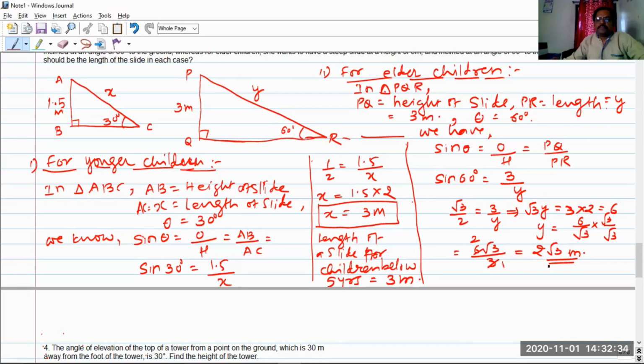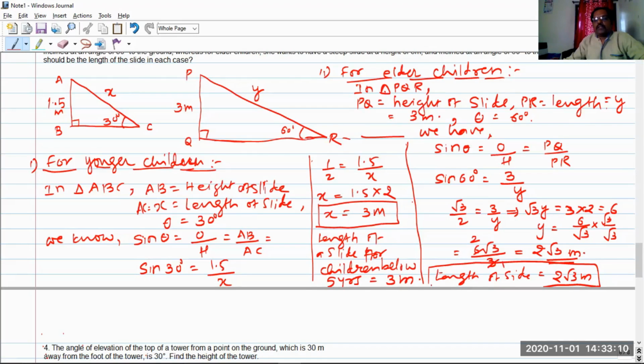So students, the length of the slide for the smaller children is 3 meters, and the length of the slide for the elder children is 2 root 3 meters. I hope everyone understood this example. In this way we can find the length of these two slides, one of 3 meters and another of 2 root 3 meters. Those are the answers for this example.